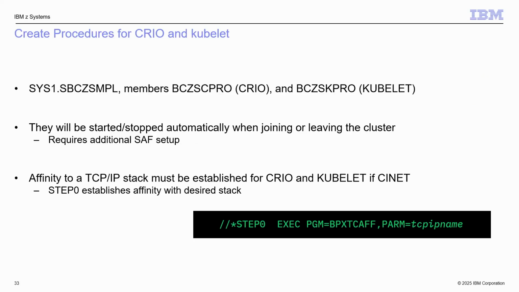To start, what we want to do is copy the started procedures, Cryo and Kubelet, into our PROCLIB. These, as I mentioned, if you created the operator commands properly in the last security setup we had, will be started and stopped automatically, which means you won't have to worry about any manual work after you do this initial setup. Once you rename them and copy them over, if you have a common INET environment, which we recommend against, but if you do, there is a step 0 we provide that you can uncomment and specify what stack name to run these under.